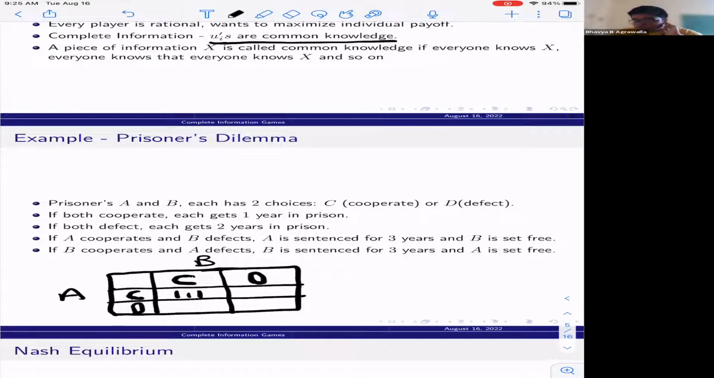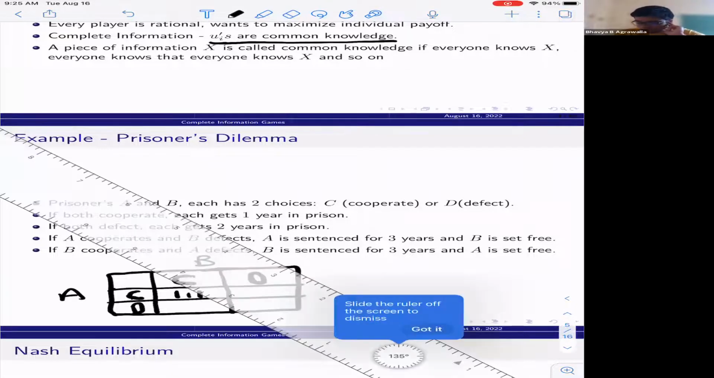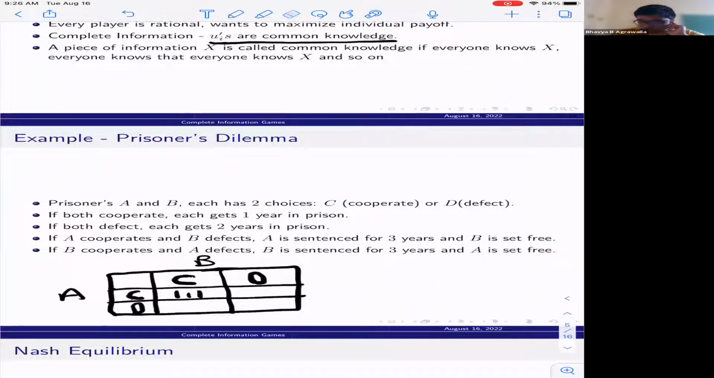So if A cooperates and B cooperates, this should be minus one, because people don't want to get jailed. So this is minus one and minus one payoff. If A decides to cooperate and B defects, A gets 3 years in prison. So A's payoff is minus three, and B's payoff is zero. If B cooperates and A defects, then A gets zero and B is sentenced for 3 years. And if they both defect, if they both disclose each other, then each of them gets 2 years in prison.